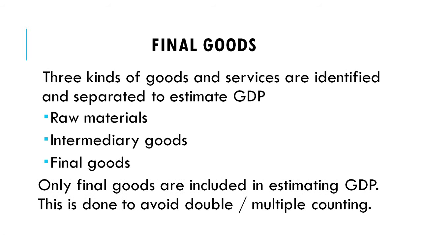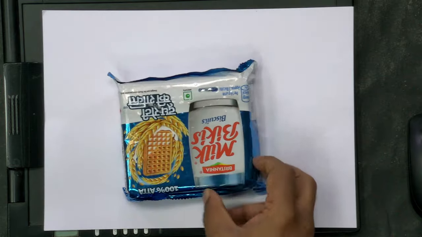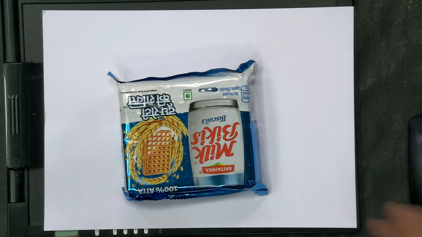What are final goods? The term final goods, you need to understand. Let me look at the word. What does final good actually mean? I am showing you a material here. Look at this. What is there on the screen? It's a biscuit. A biscuit is a final good.